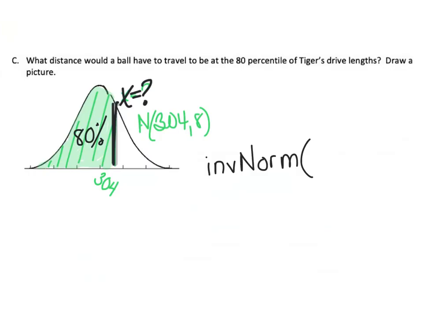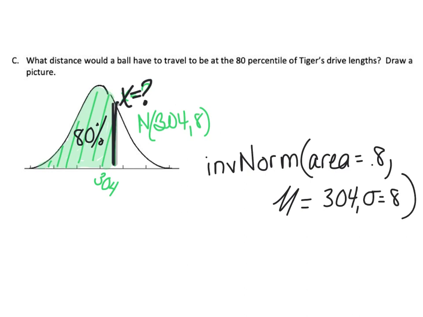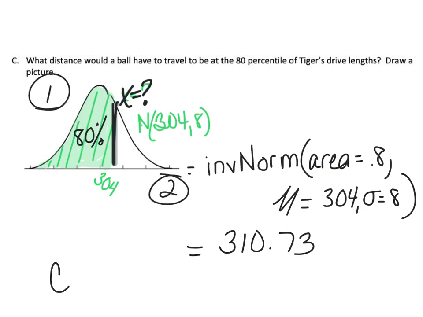All right, so when you're showing me your calculation notation, you always want to tell me the area you used, which was 0.8. Mu equals 304. Sigma was 8. Close your parentheses. That's your appropriate calculator notation. And of course, tell me what this equals. It was 310.73, I believe, on your calculator. And of course, finally, give me a sentence in context as the third step.